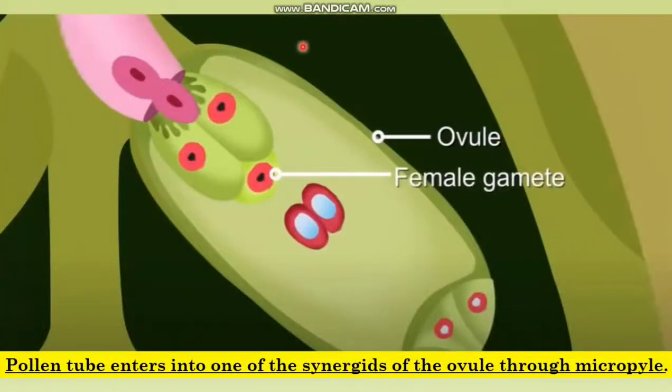The pollen tube travels through the style and then enters into the ovule through the micropyle. After entering the ovule, it enters into one of the synergids through the filiform apparatus of that synergid cell. So all these events, starting from pollen deposition to the entry of the pollen tube inside the ovule, are together termed as pollen-pistil interaction.